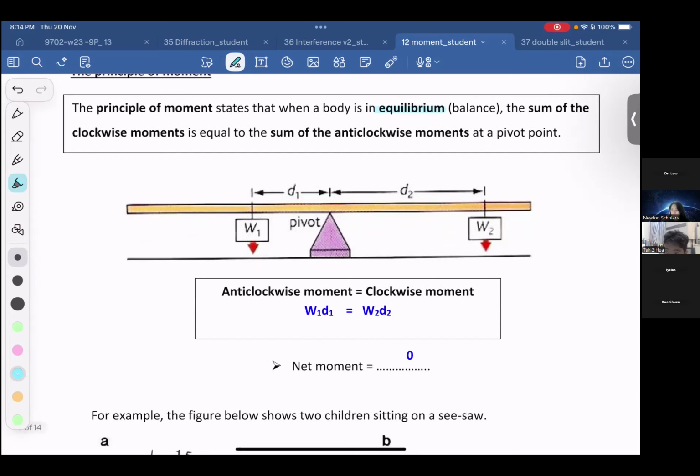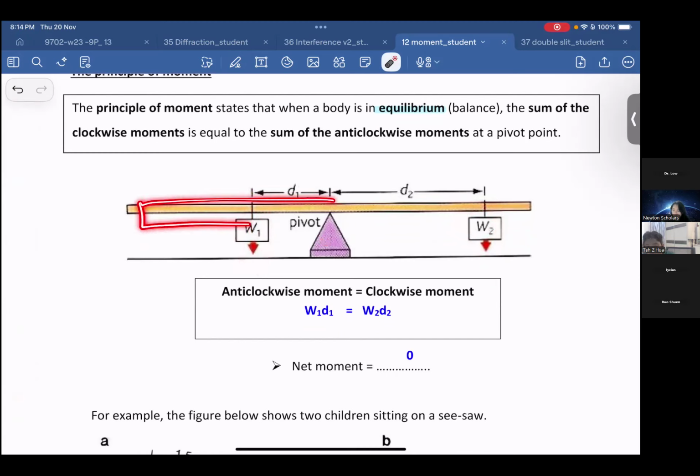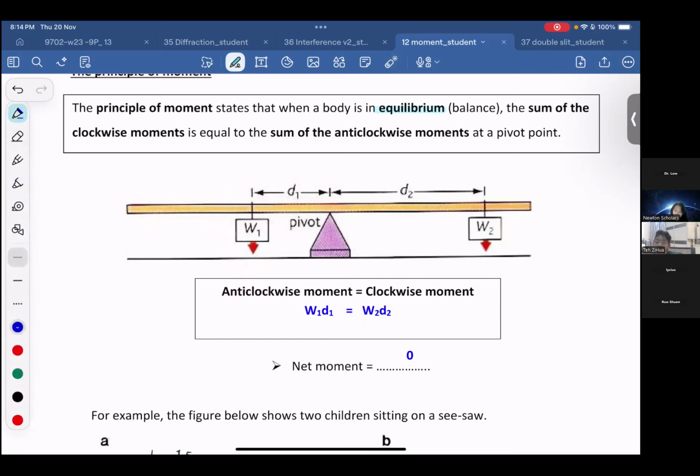Look at this diagram. This is a seesaw, and we hang two objects here. One object is on the left-hand side of the pivot. I told you to use your ruler. Use your right hand finger to hold this pivot, do not let it move. Then use your left hand to push the other side of the ruler down. How does it turn? You will find out that it turns anti-clockwise. So the moment here is an anti-clockwise moment.